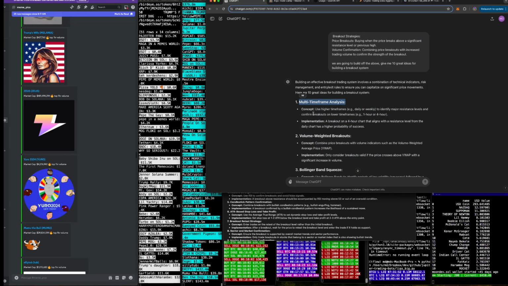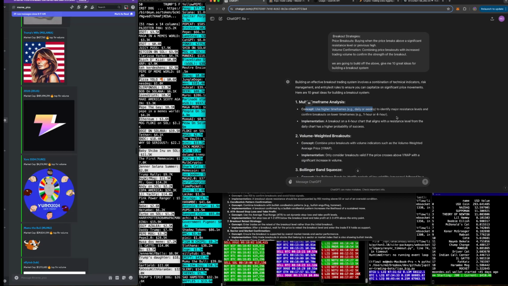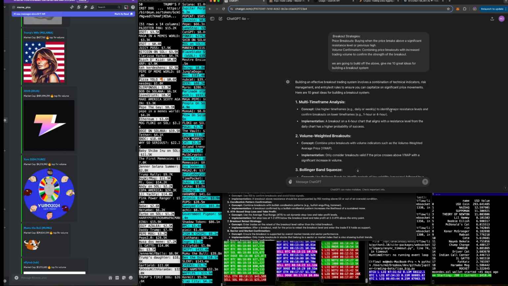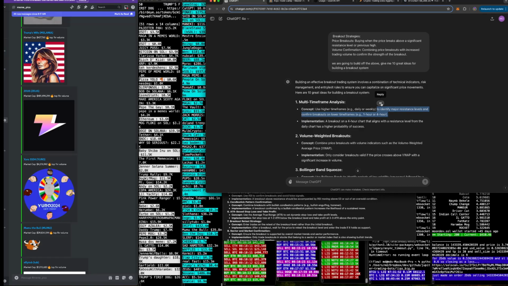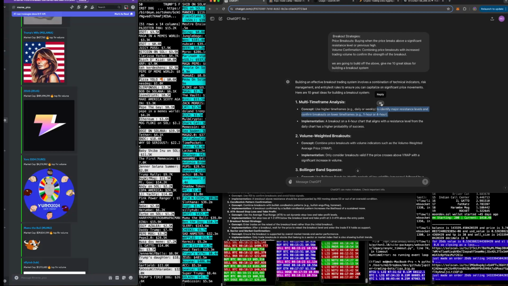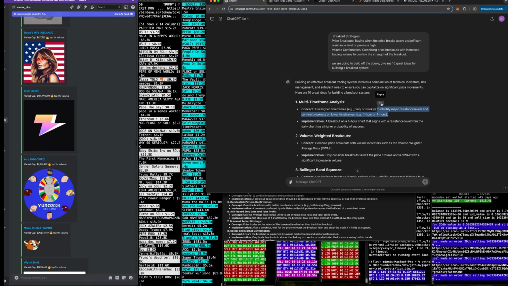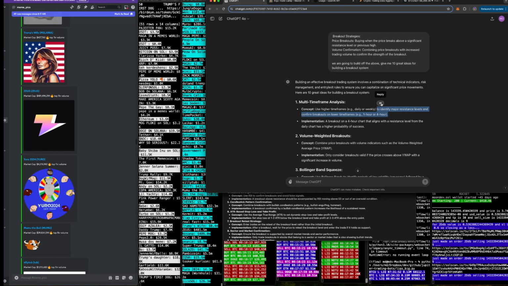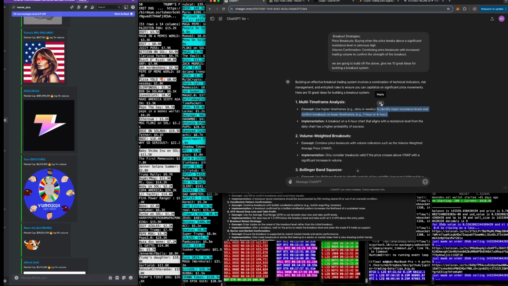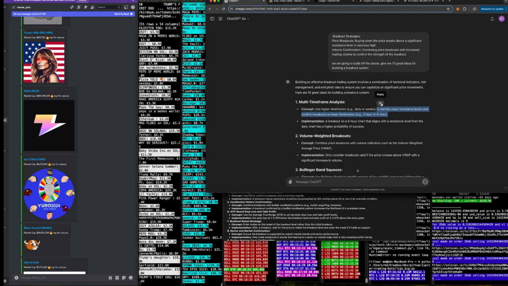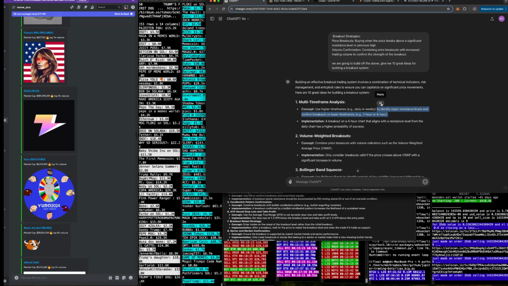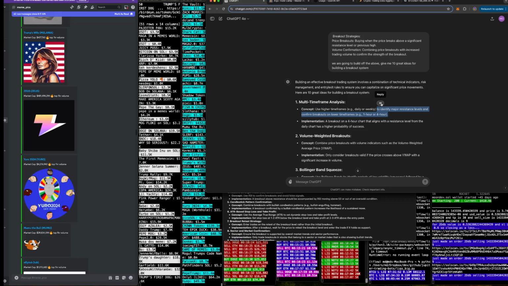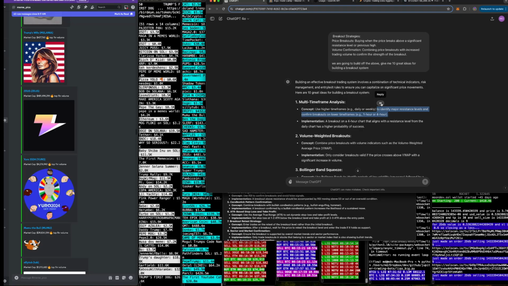Multi time frame analysis concept. Use higher time frames such as daily or weekly to identify major resistance levels and confirm breakouts on lower time frames. Okay, yeah. I think that's where we're headed, but we'll see. Implementation: a breakout on the 4-hour chart that aligns with a resistance level from the daily chart has a higher probability of success.